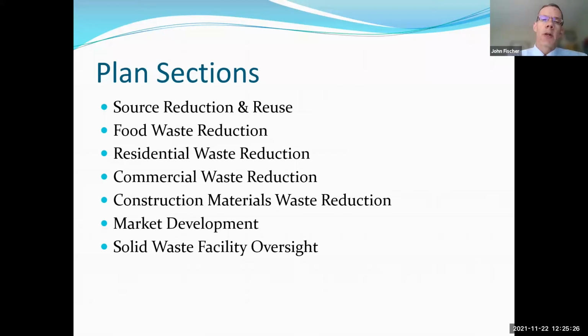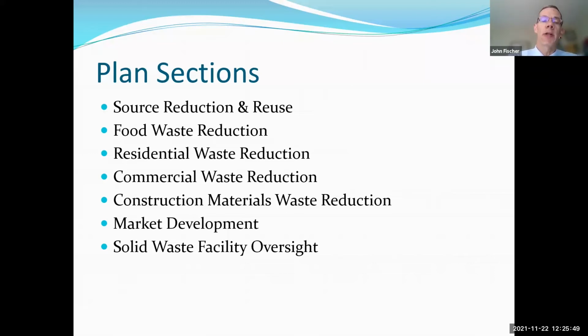So one thing just to mention, big picture, this plan is written at a high level. It is not an extensively detailed plan. It's intended to provide a broad framework that we can implement over a 10-year period. And I'll talk about our approach to implementing the plan in a moment.